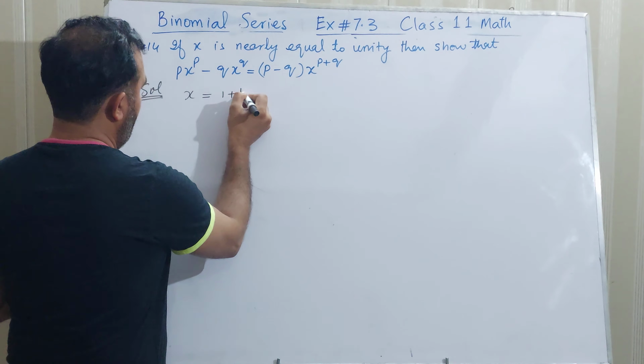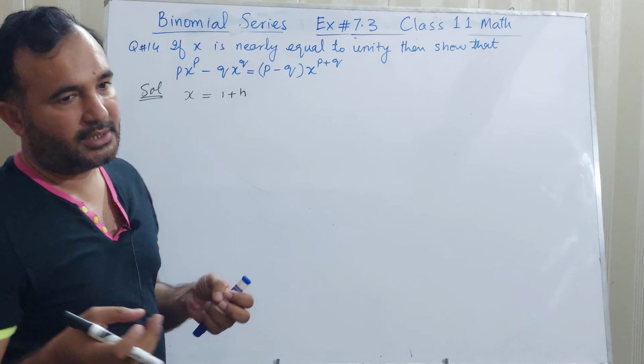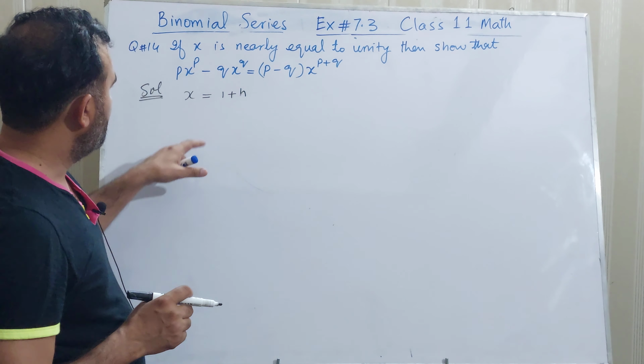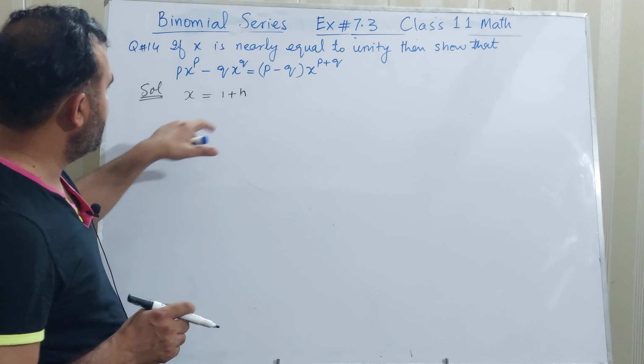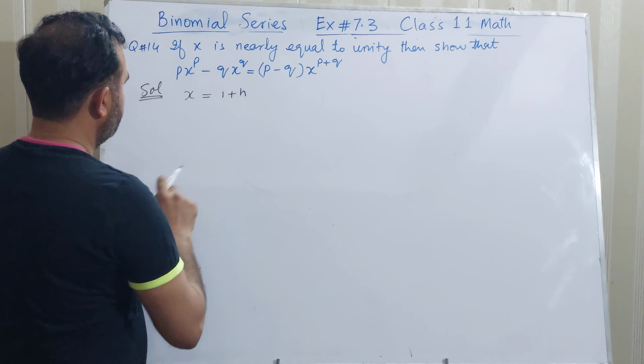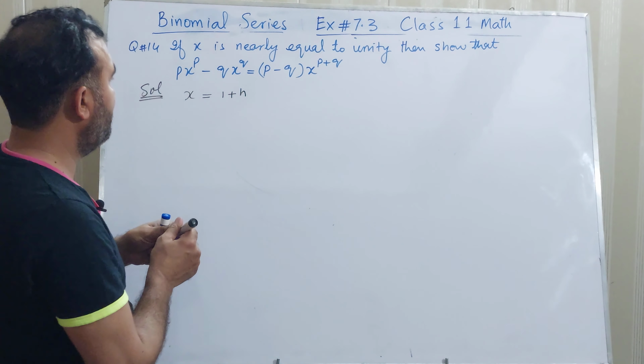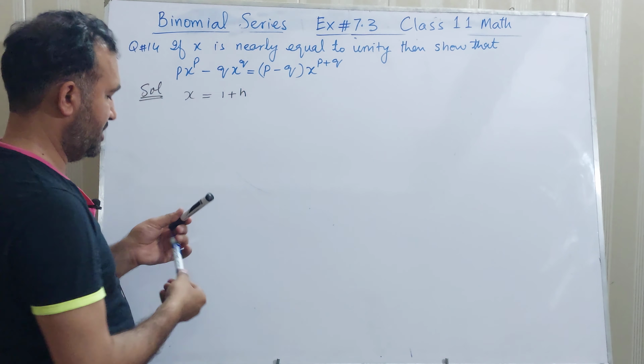So we can write x as 1 plus h. h is like some very small number in decimal, right? So if we take x equal to 1 plus h, then we will put the value of x in the left hand side, and then we will try to make it equal to the right hand side.